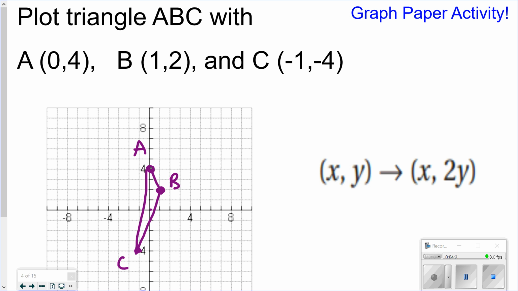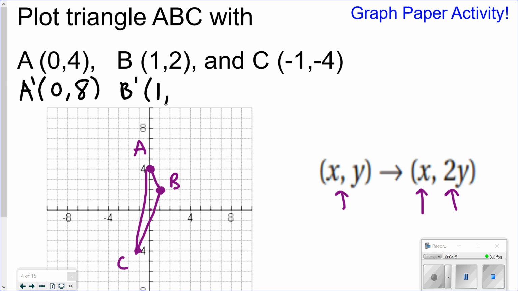All right. Now I'm going to look at my new rule here, and if you look, our original (x, y), we're going to keep x the same, but we're going to multiply y by 2. So we're going to see what this does to our figure. So A prime, I'm going to keep x the same, and then multiply y by 2. So 4 times 2 is 8. B prime, I'm going to keep x the same, which is 1, and multiply y by 2, which is 4. And then C prime, I'm going to keep my x the same, negative 1, and multiply y by 2, which is negative 8.